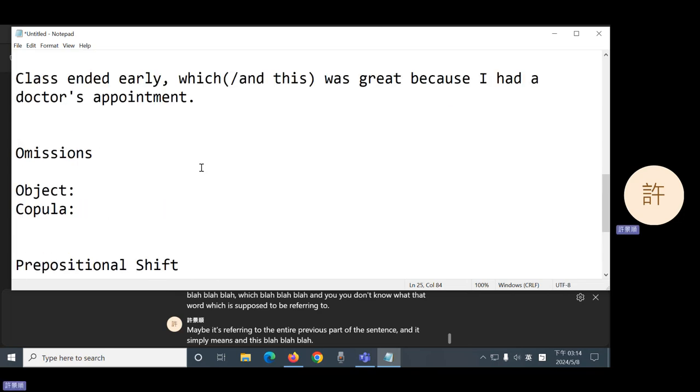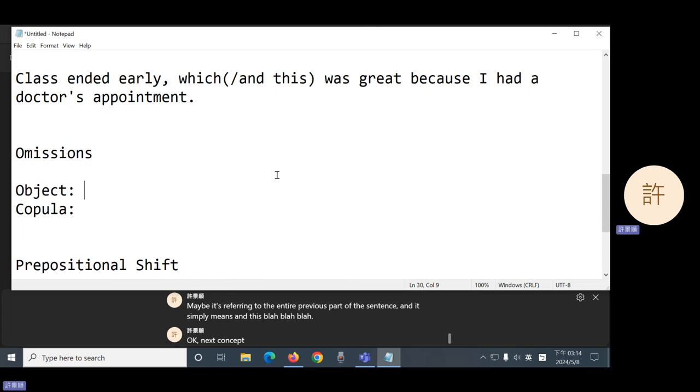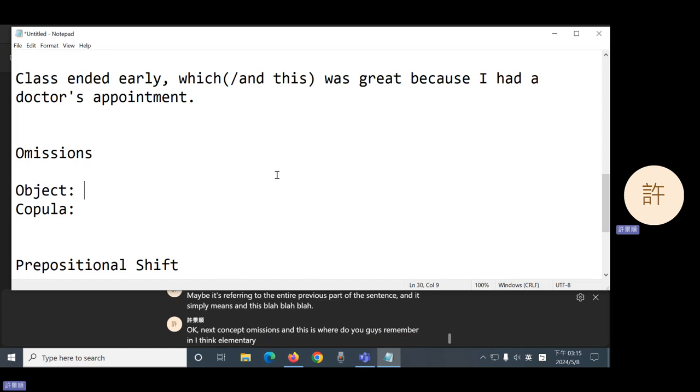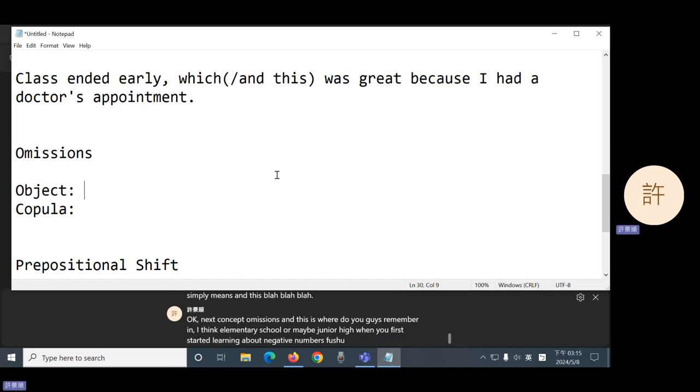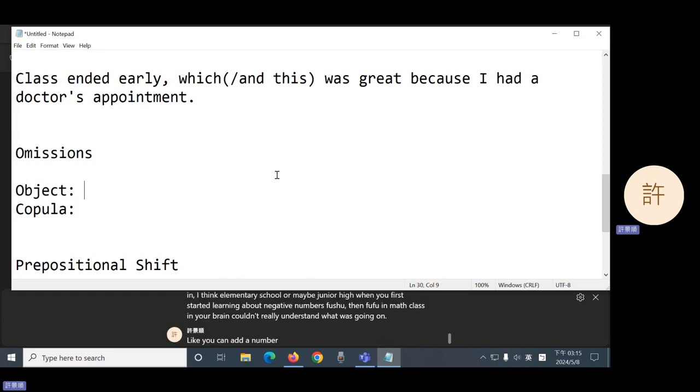Okay, next concept. Omissions. And this is where, do you guys remember in, I think, elementary school or maybe junior high, when you first started learning about negative numbers? 负数, 正负的负, in math class? And your brain couldn't really understand what was going on. Like, you can add a number, you can subtract a number, but you can also add a negative number. What was going on? This is what this is going to feel like.